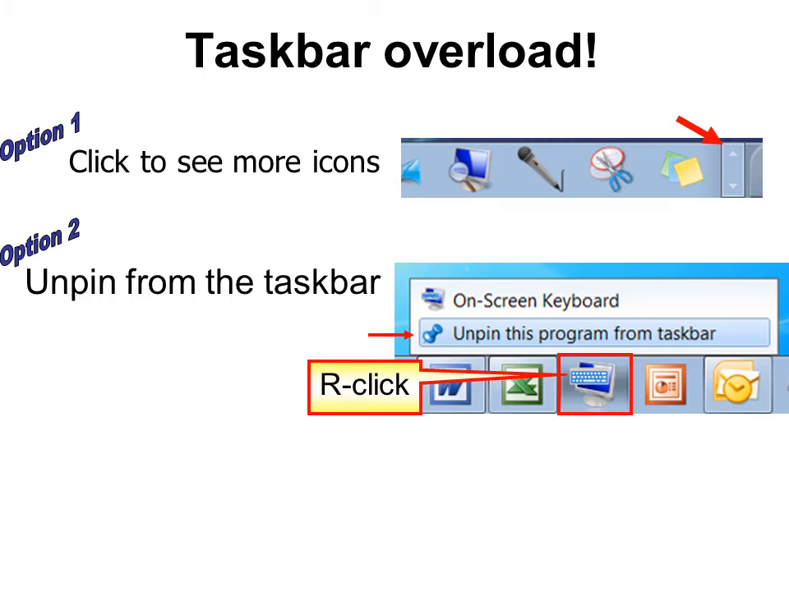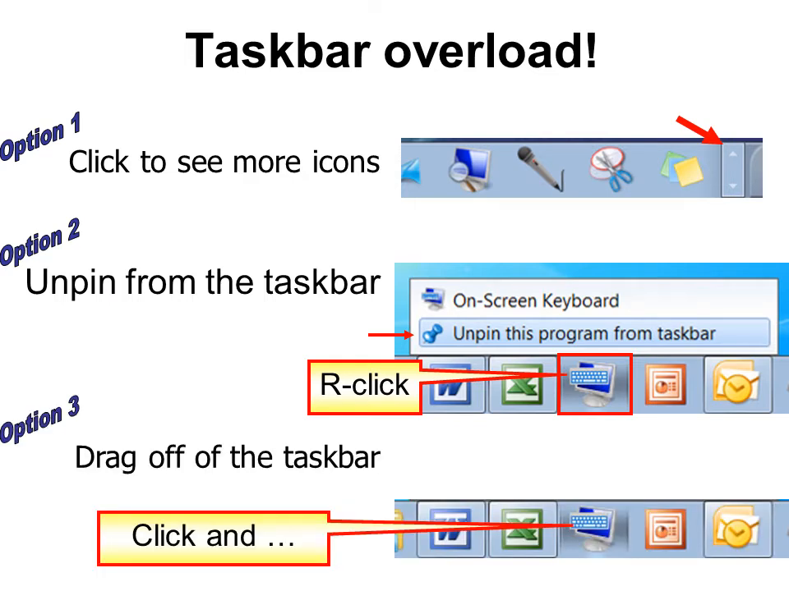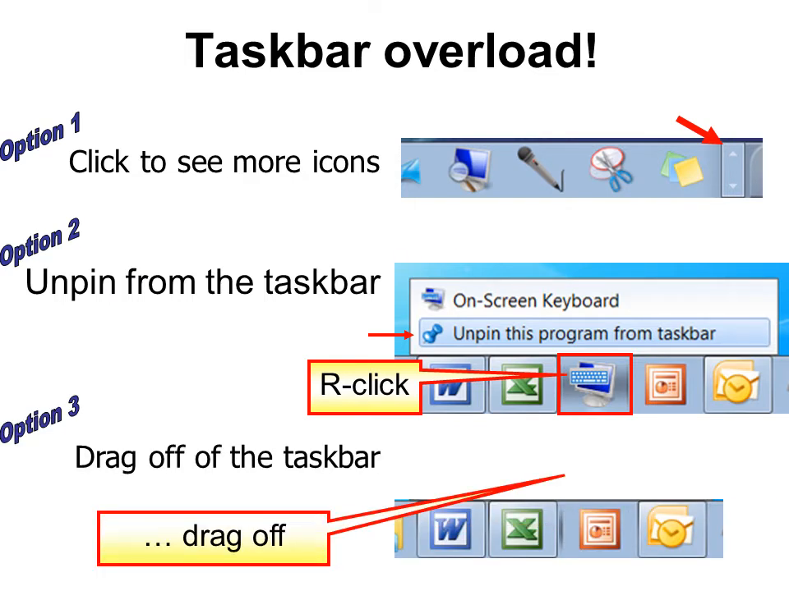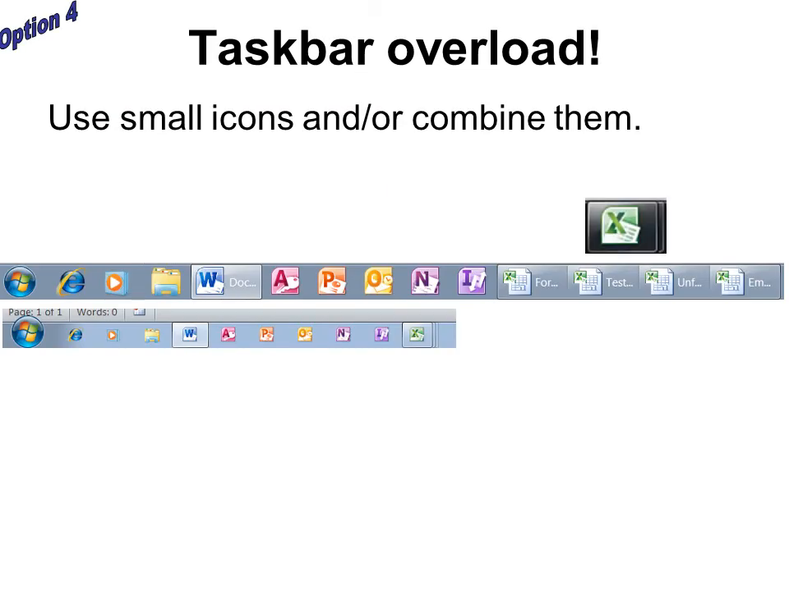Another option, and this is what I've discovered after I first started pinning things to the taskbar, I didn't need that many things pinned to the taskbar. So I simply right-clicked and unpinned the program from the taskbar. Another option is to click and drag it off. But remember, if you simply click and release, you're going to open whatever it is that your cursor's on. So you have to remember to click and drag all in one fell swoop.